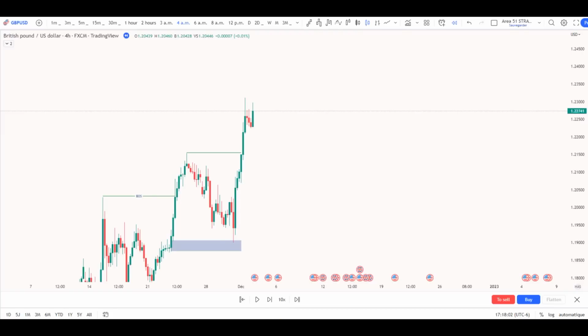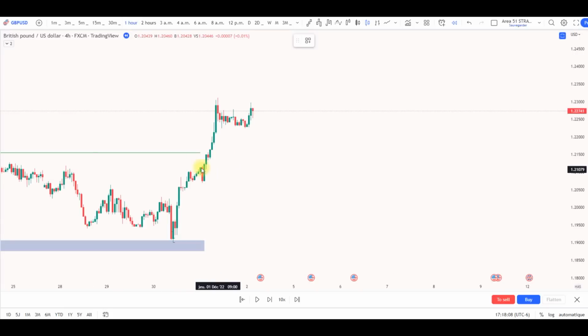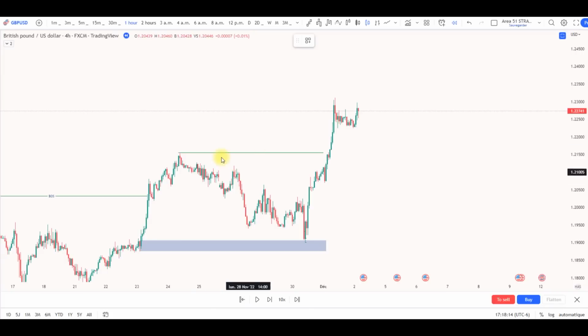All right. So what you do is within this move that broke this structure again, you're going to have to go to the low time frame and find out what caused the break of this structure here. So it could be this area. It could be this one here. It could be this one here. It could be this one here. All right. So now you mark your structures.